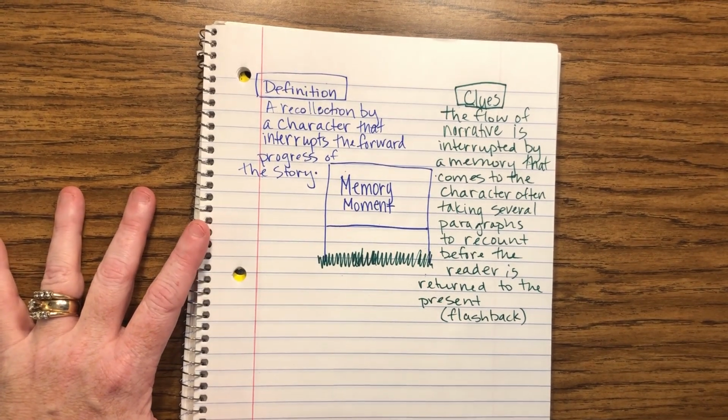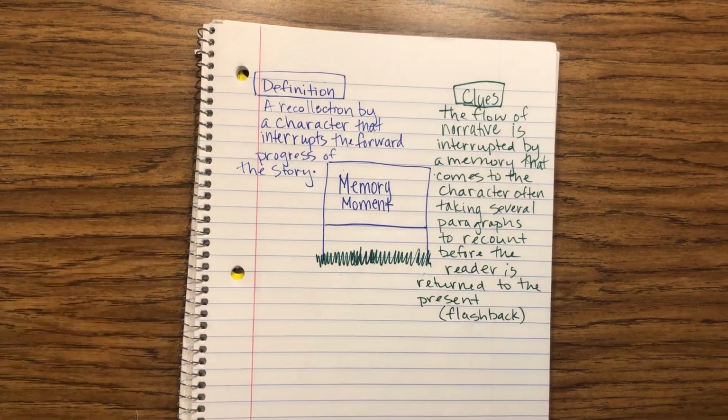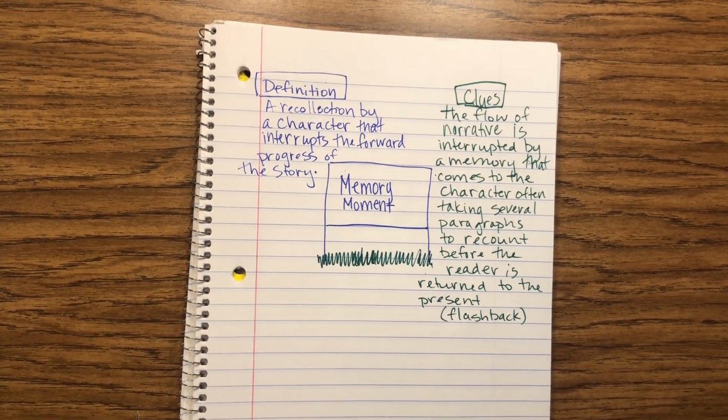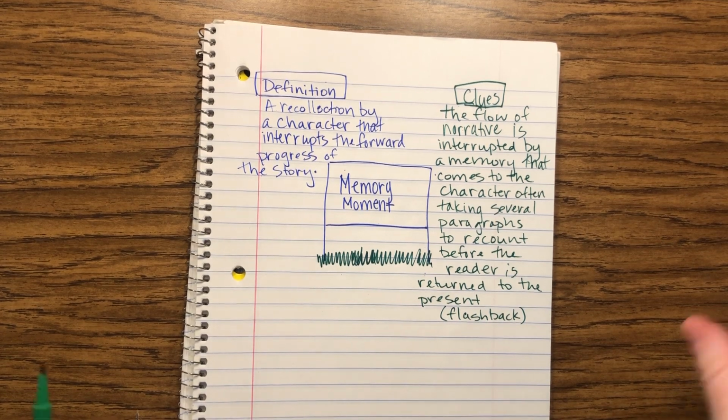The character's going to think about a time that happened in the past. It's going to stop what's happening in the present. He's going to remember it, tell it to you as the reader, and then move on. Okay.